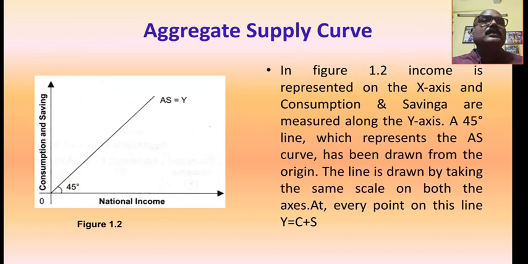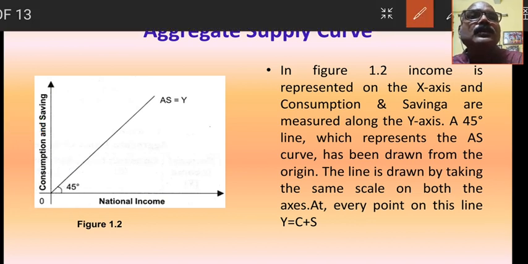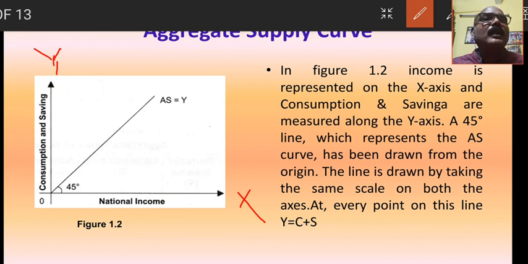Now this slide shows the aggregate supply curve, and the aggregate supply curve is drawn through the origin making a 45-degree angle. Why is this a 45-degree angle? I am telling you that there are two axes, one is the OX axis and one is the OY axis. In the OX axis national income is measured, and in the OY axis consumption and saving are taken.